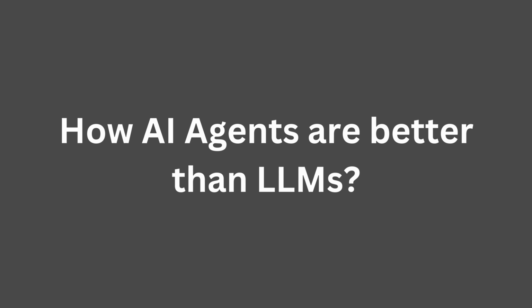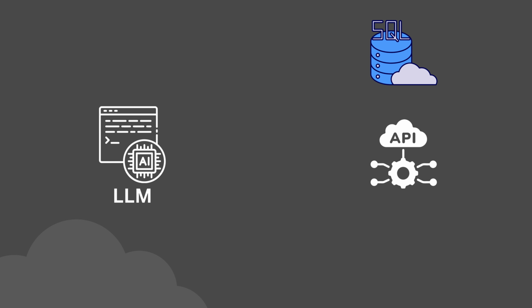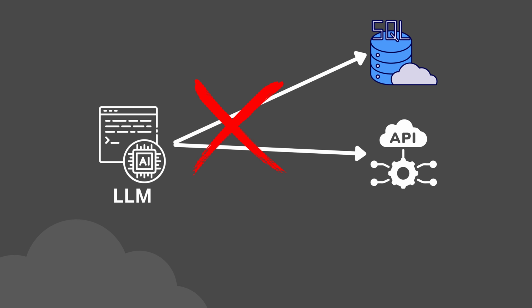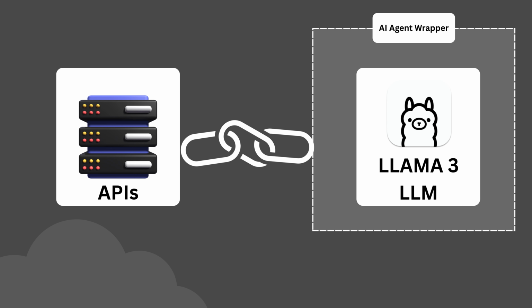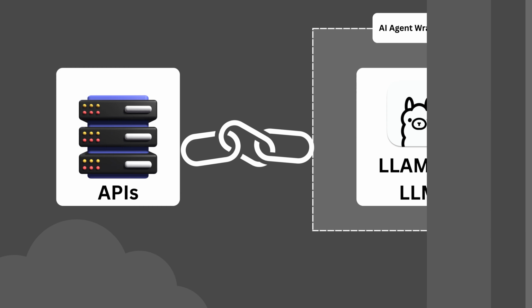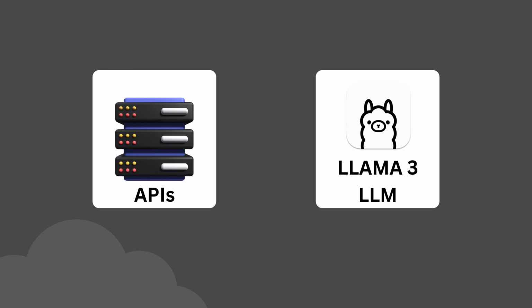So the question arises, if they are based on LLMs, then how are they better than LLMs? The biggest issue with LLMs is that they cannot connect with your database, your APIs or your file system. Whereas in AI agents, we are creating a wrapper around it so that it should be able to interact with APIs, your databases, or call any function that you want. So they overcome the biggest challenge that LLMs have.